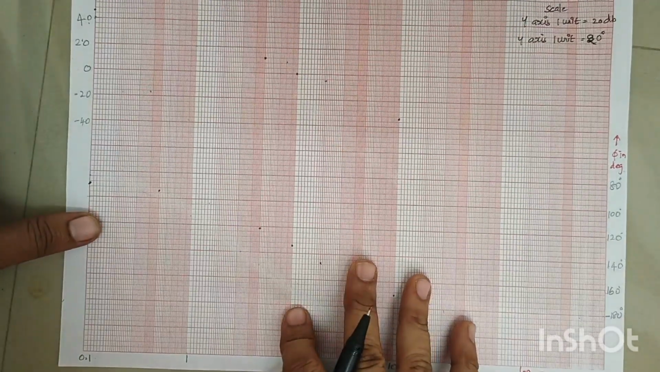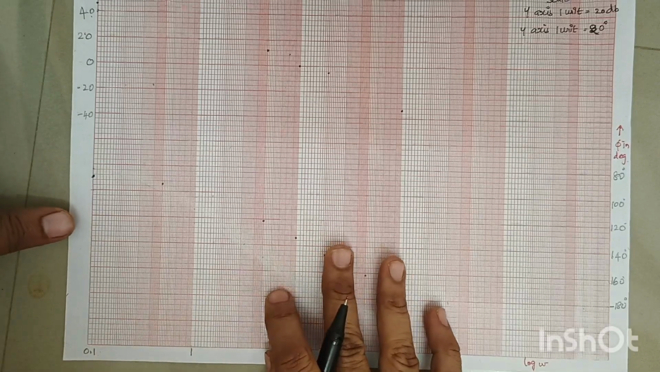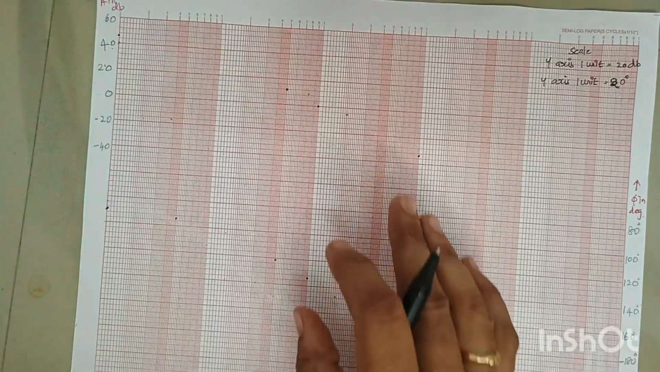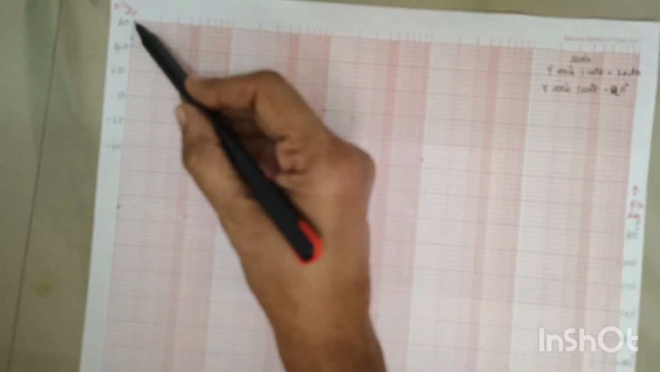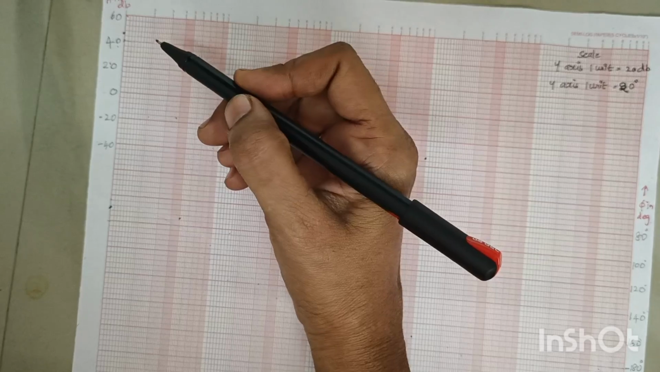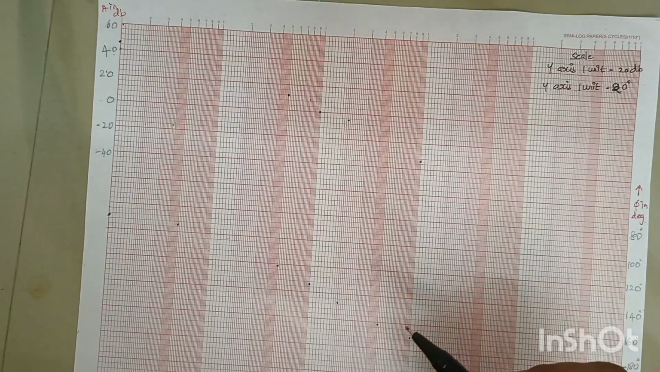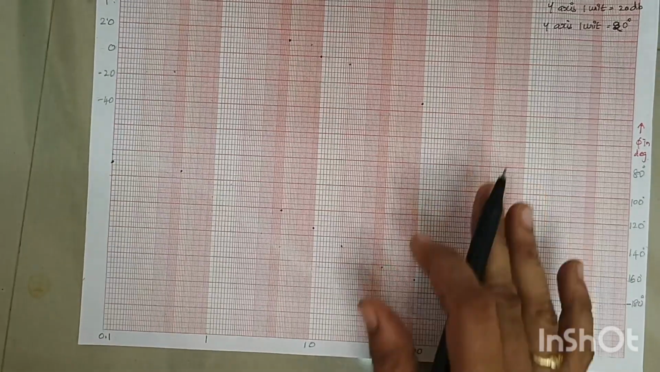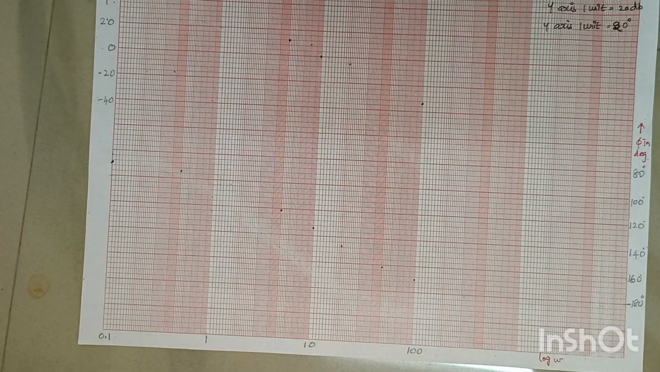Now I am going to plot the first point at a frequency of 0.1, where the magnitude is 46. Here this is my 40 and this is my 60, so between these two lies 46. I have marked that point. The second one is at a frequency of 5, where the magnitude is 12. You see between 1 and 10 lies 5, right? Now I am going to mark this point.